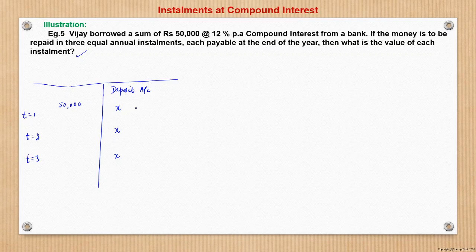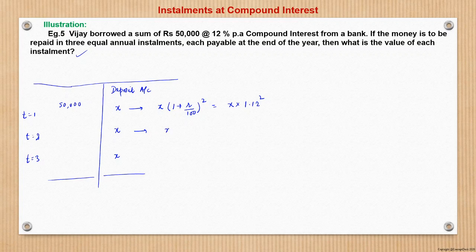So now see, this X amount is deposited at the end of the first year, and we are looking at the position at the end of the third year. So this X amount will earn compound interest for 2 years, right? So what will be the value after 2 years? That will be nothing but X into 1 plus R by 100 raised to power 2. That is the compound interest formula, right? So here we can say X into, R is 12%, so this becomes 1.12 whole square.